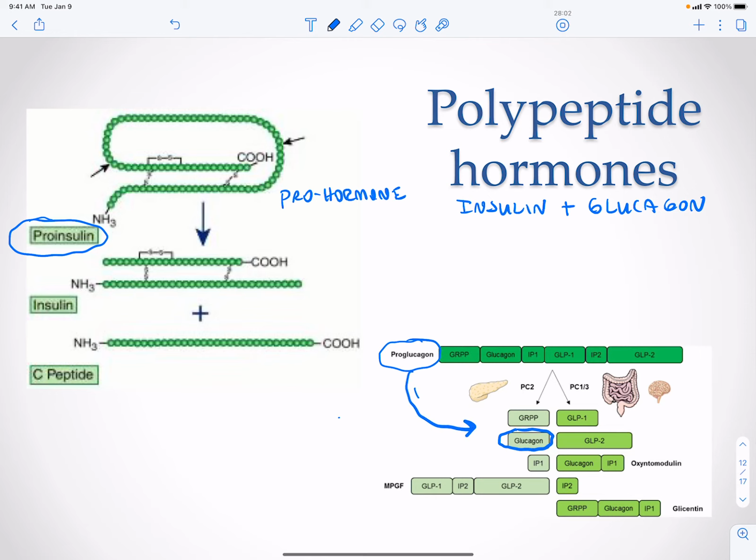And this occurs within, and of course, this is the alpha cells of the pancreas. You're going to go from that pro-glucagon to glucagon. And pro-glucagon also contains other peptides, and these are important during fasting, and these are glucagon-like peptide 1 and glucagon-like peptide 2, as well as glicentin.